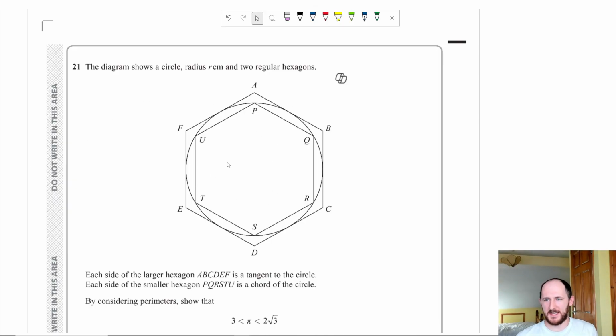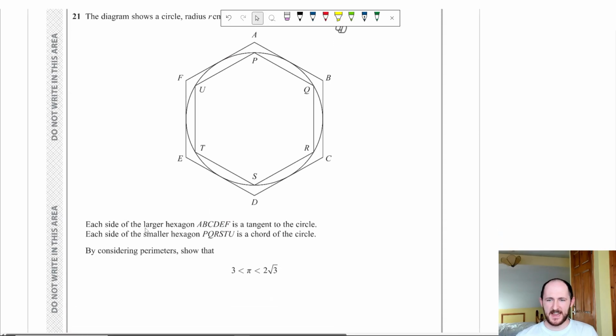It looks very complicated, but the actual math isn't bad. Let's have a look at it. As you can see, we have a hexagon inside of a circle, which is inside of a bigger hexagon. It tells us some stuff about tangents, which is relevant, but not right now. The key thing is it says by considering perimeters. So that gives us a really big hint. We need to show that 3 is less than pi, which is less than 2 root 3.